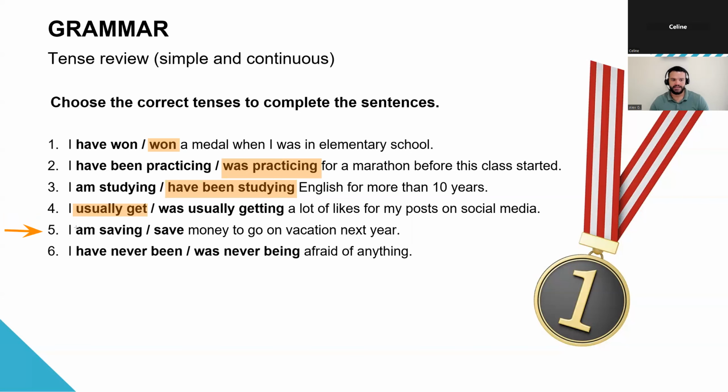This one is a continuous because we're talking about the future for next year. And then we have one more, Celine. What about number 6? How can we complete number 6? I have never been afraid of anything.